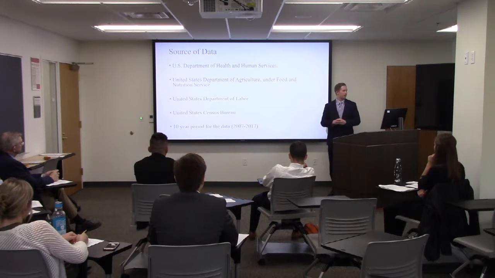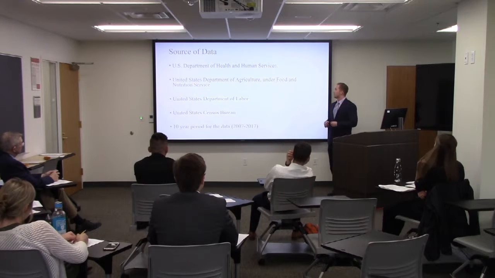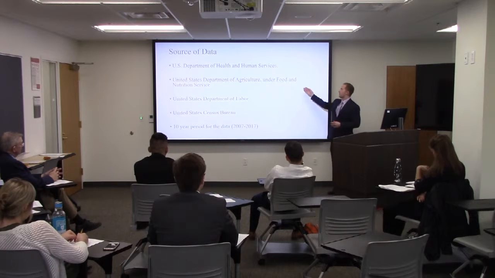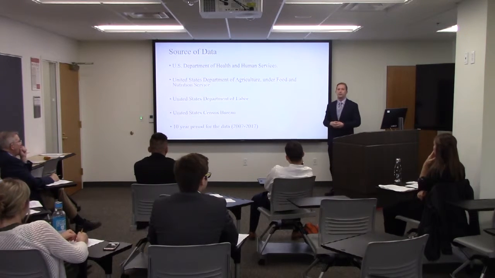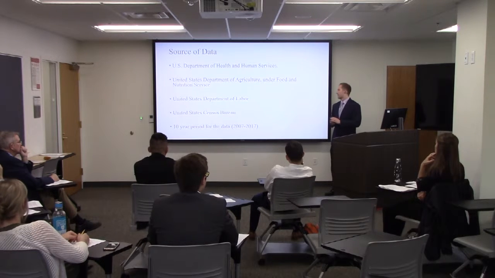For the source of my data, I found the majority of it from the U.S. Department of Health and Human Services, as well as the U.S. Department of Agriculture under Food and Nutrition Service. This is where I found my information for SNAP, as well as the Department of Labor, where I found the information for unemployment insurance, as well as unemployment rate. The United States Census Bureau provided all the information I needed for poverty rates, as well as TANF expenditures.